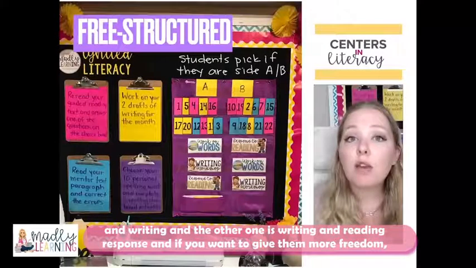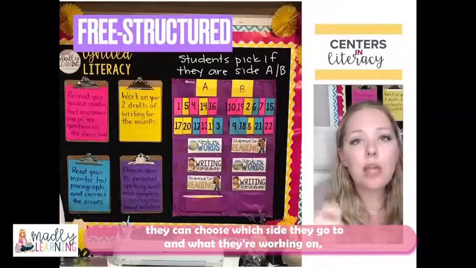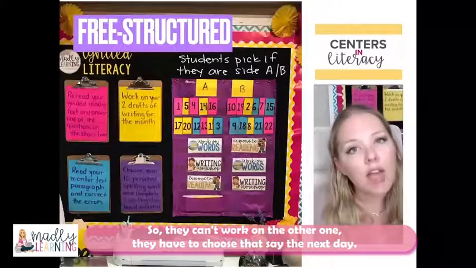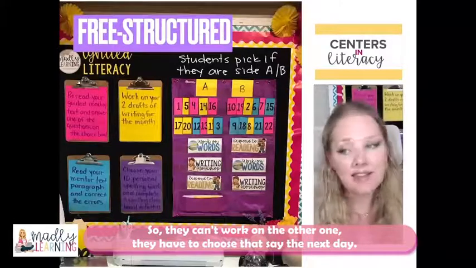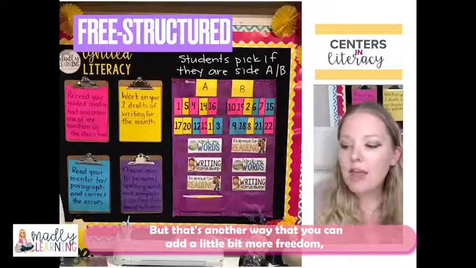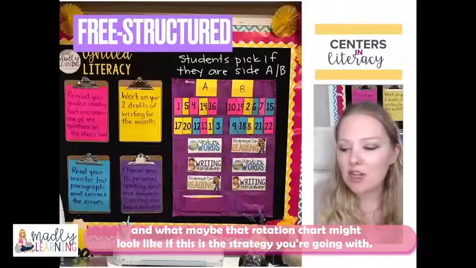And if you want to give them more freedom, they can choose which side they go to and what they're working on, but they have to work on everything in that column. So they can't work on the other one. They have to choose that, say, the next day. But that's another way that you can add a little bit more freedom, and maybe that's what the rotation chart might look like if this is the strategy you're going with.